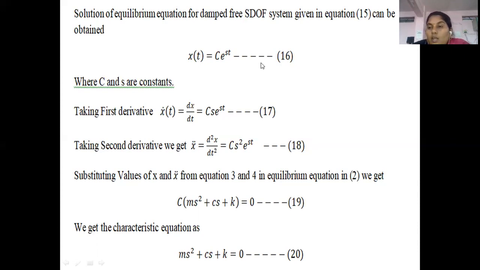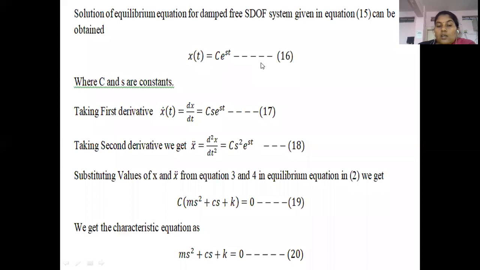Below this, write down taking the first derivative of x of t, that is dx by dt, which is x dot of t. X dot of t is equal to dx by dt, which is equal to c into s into e raised to st. That is the first derivative.